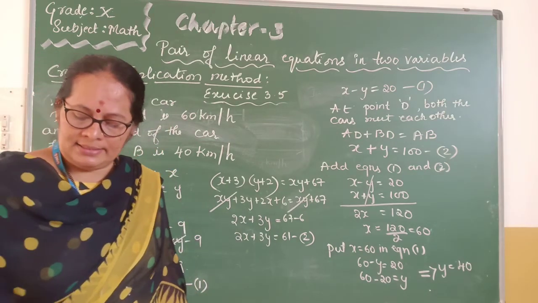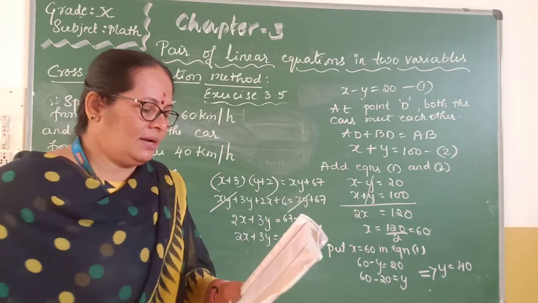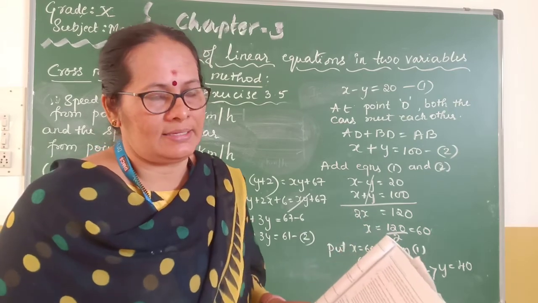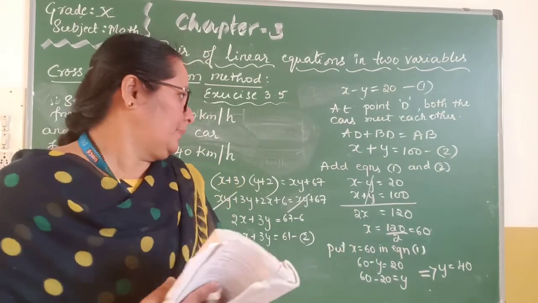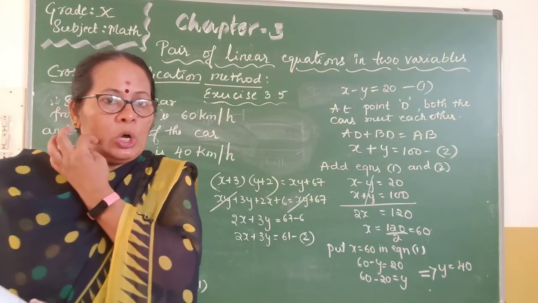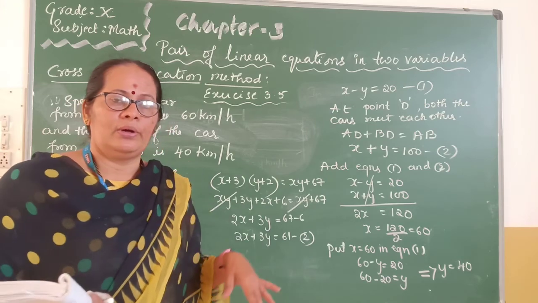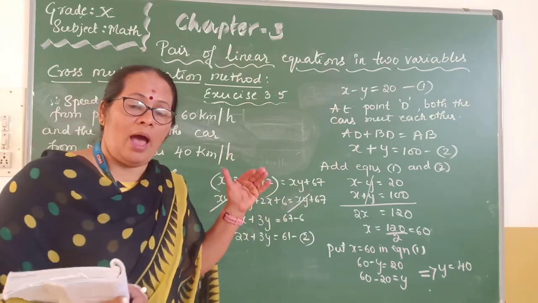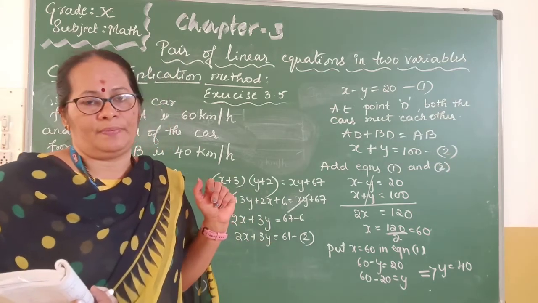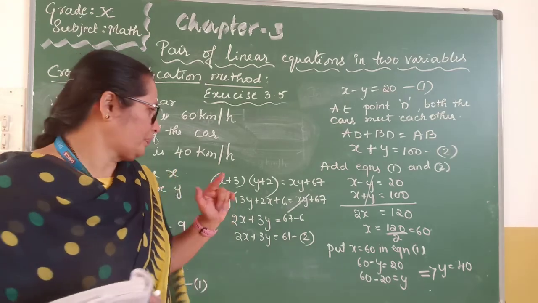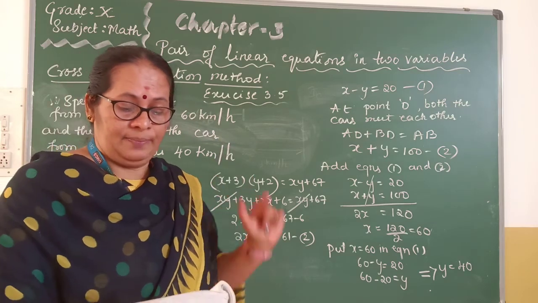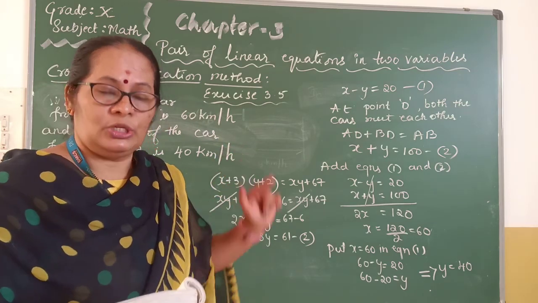In the next class, the next concept is equations reducible to a pair of linear equations in 2 variables. Some equations are not solvable by the substitution, elimination or cross multiplication method. Those equations you have to reduce to a simple form and then find the solution. So in the next class I am going to teach the reducible method to find the solution of the equations.